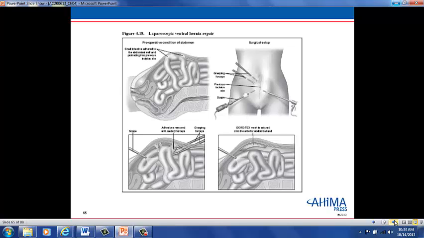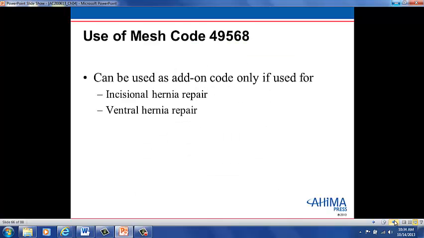Then you see the scope approach and how it is inserted into the abdomen. And then finally, the Gore-Tex mesh is sutured into the anterior abdominal wall. The use of the mesh code 49568 can be used as an add-on code only if used for an incisional hernia and a ventral hernia repair.